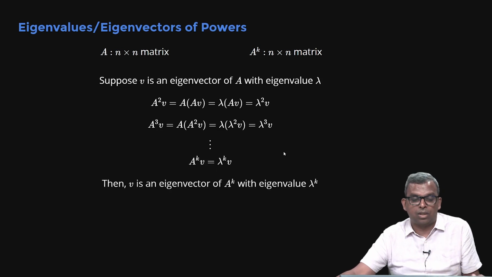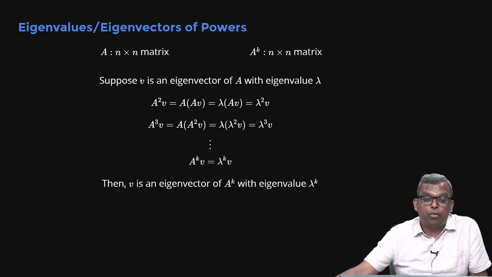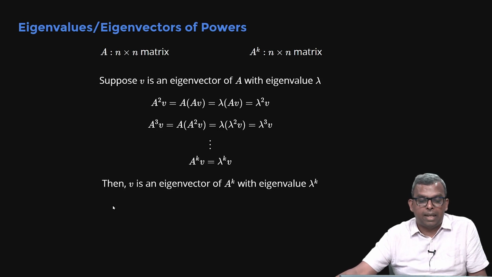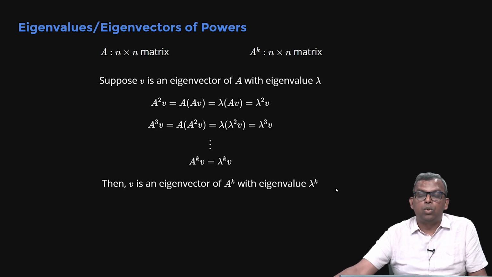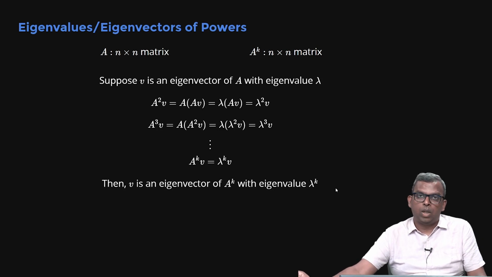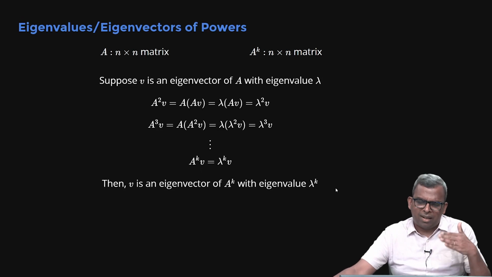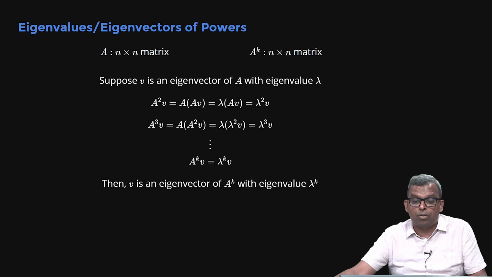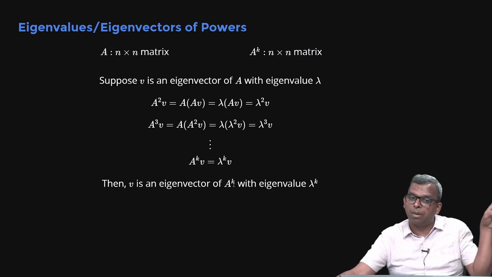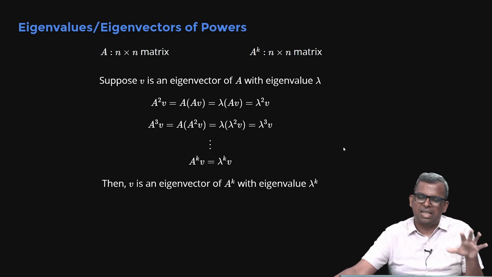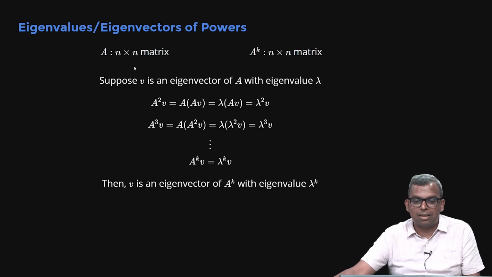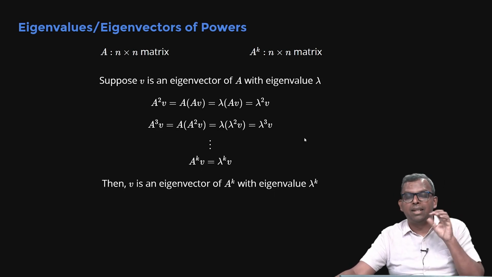So this leads us to a very important relationship. If V is an eigenvector of A with eigenvalue lambda, then V is an eigenvector of A power k with eigenvalue lambda power k. In fact you can reverse it also, but it's a little bit complicated. If you have an eigenvalue for A power k, you can also say that something should be an eigenvalue of A, but I'm not going to say it here. It's a little bit confusing. But this relationship from A to A power k is very clear.